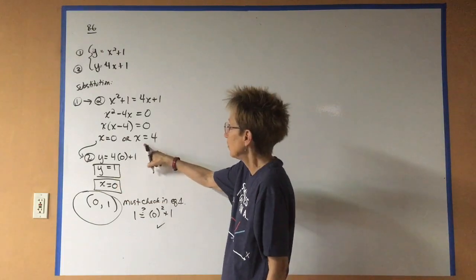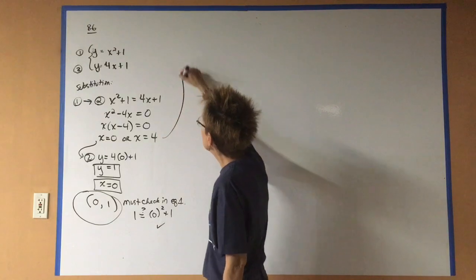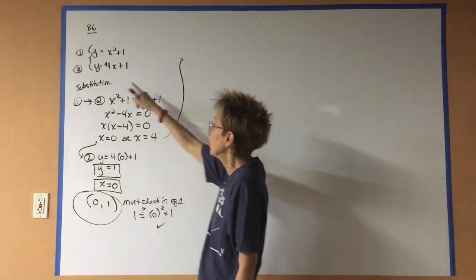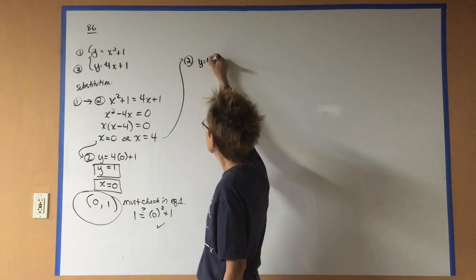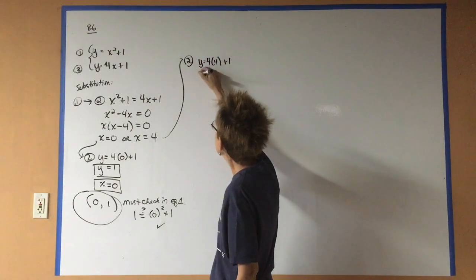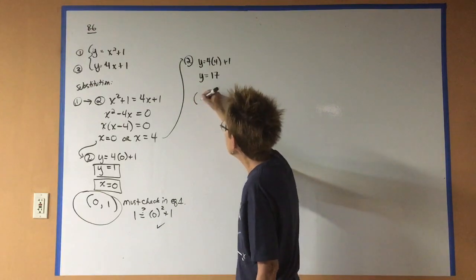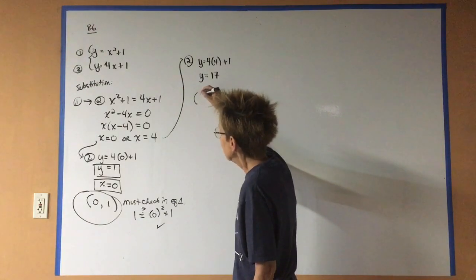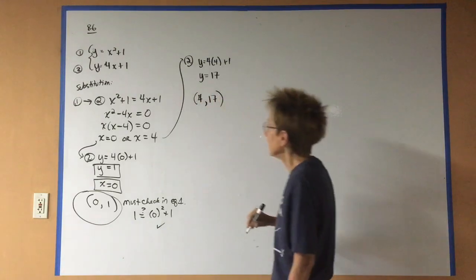We said x could also equal 4, right? So I'm going to go plug that in. So when I plug 4 into, again, it doesn't matter where you plug it into. If you plug it into equation 2, y is equal to 4 times 4 plus 1. So that gives me y equals 17. So that's the ordered pair. When x is 4, the y is 17.